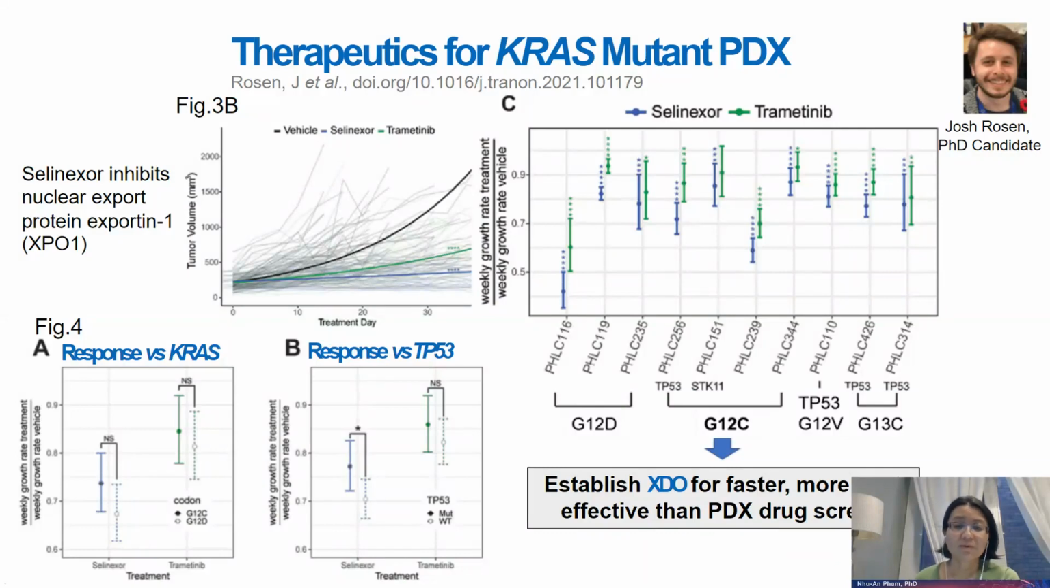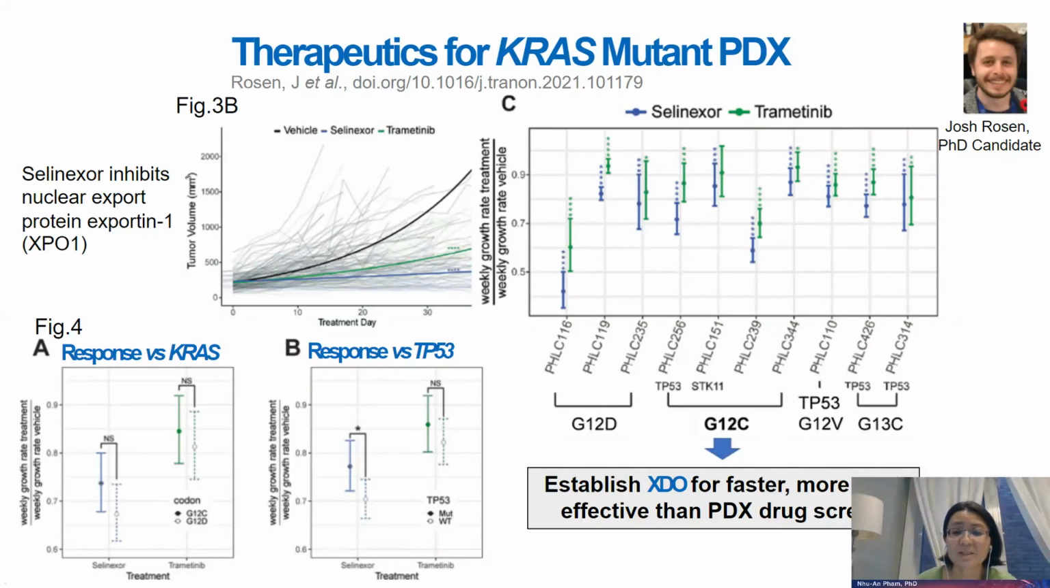Here you can see that through linear mixed modeling, looking at the individual mouse growth, Josh has modeled the effects of the vehicle and shown effectiveness of the two drugs, selinexor and trametinib. And here we can see that when comparing drug inhibition with the vehicle control group, both drugs inhibit tumor growth quite well across the models.